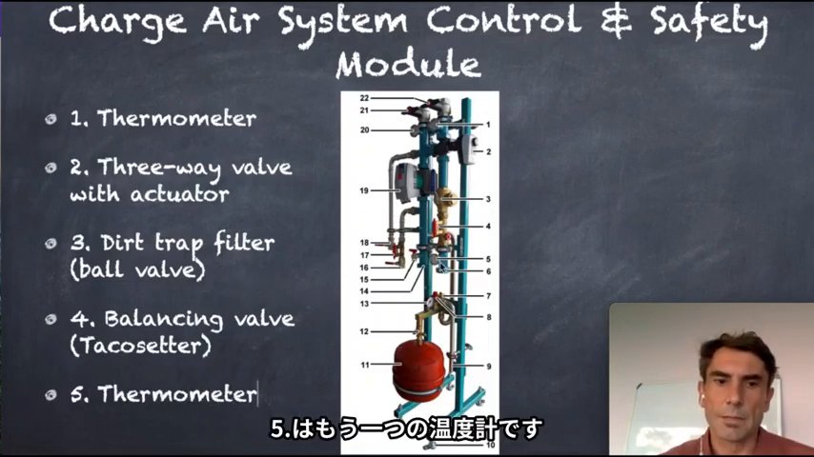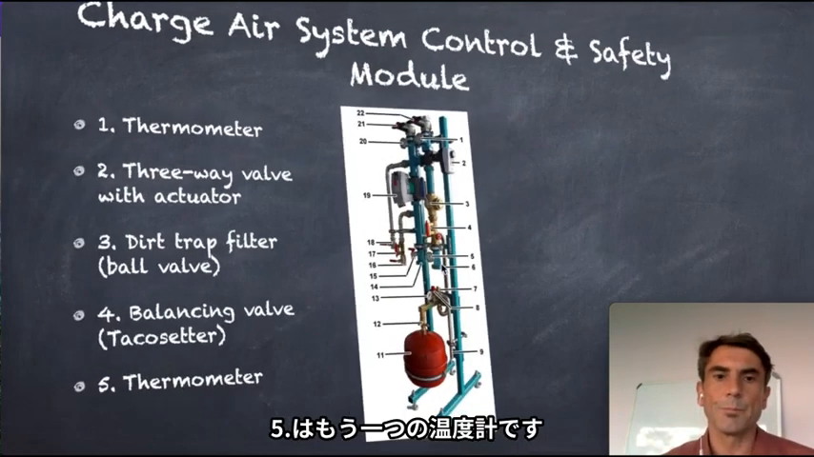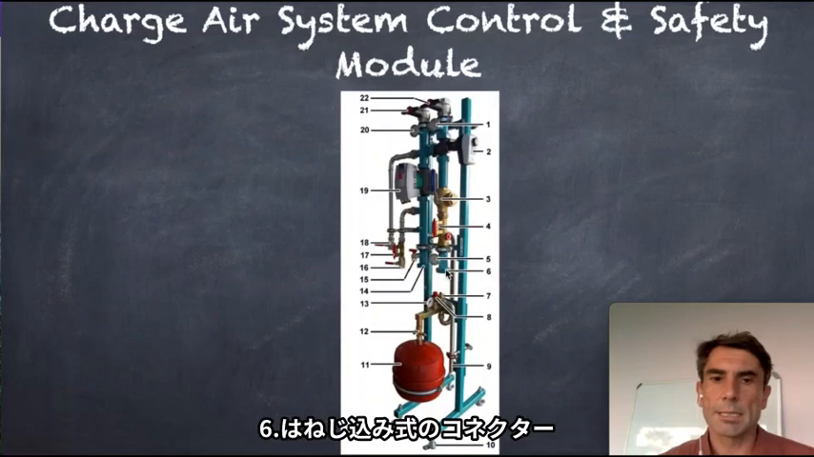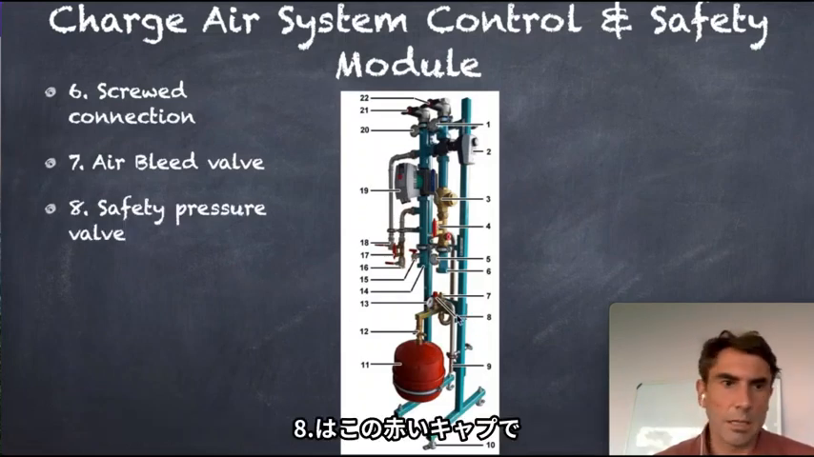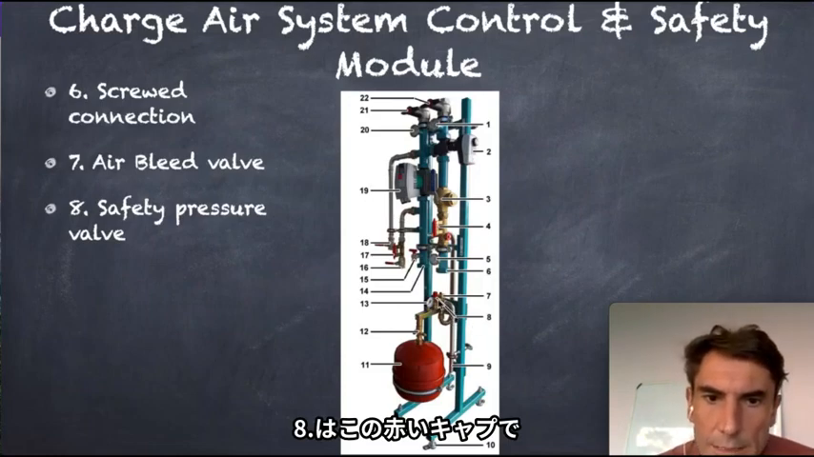Point number 5 is here another temperature measurement tool, so a thermometer. Number 6, it's actually only a connector with a thread, so a screwed connector. Number 7, here we have the air bleeding valve or air release valve. This is an automatic release valve to get the air out of the system. Number 8, I have here, that's that one with the red cap.